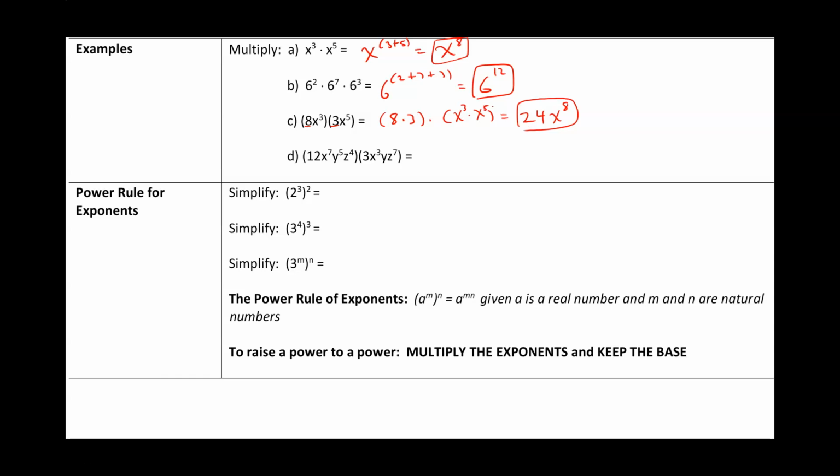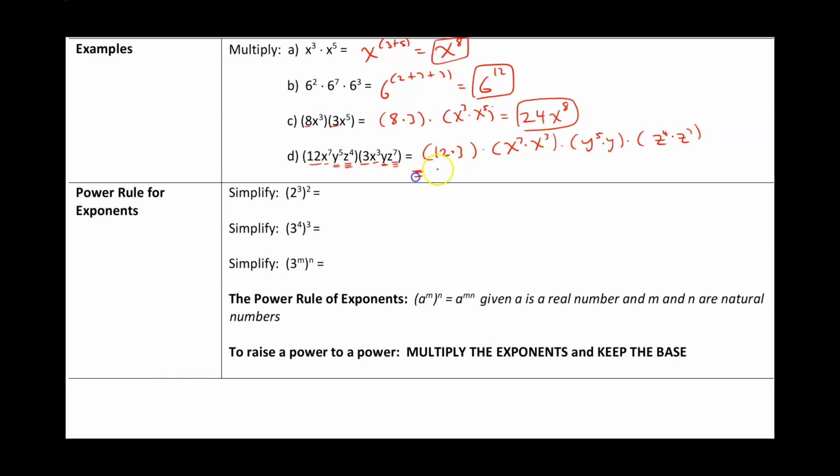So whenever you have multiple terms, it's always easiest to separate them out into different parentheses. For example, here we have a 12 and a 3, so that goes in one parenthesis. We have 12 times 3. Then we have the x's. We have x to the 7th times x to the 3rd. That goes in the second parenthesis. Then we have the y's. We have y to the 5th and y, so that goes in one parenthesis. And then finally we have z to the 4th times z to the 7th, and that goes in a separate parenthesis. So split up all the letters, split up the numbers into their own parentheses.